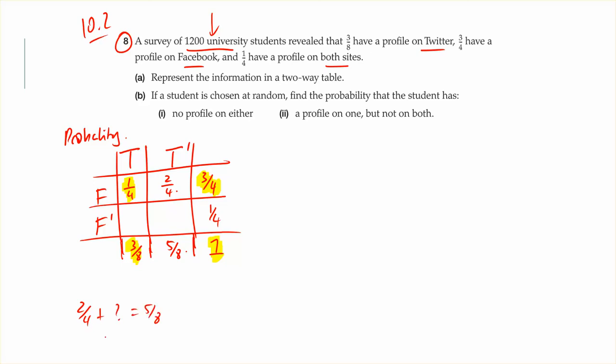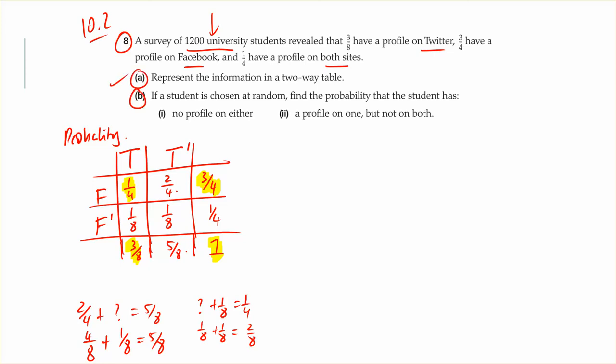If I put that into eighths, it makes it easier. 2/4 is the same as 4/8, so to get 5/8 I need to add 1/8. So this is 1/8. What plus an eighth gives you 1/4? Well, we know 1/4 is the same as 2/8, so I need to add 1/8. I filled in my table and the rest should be easy.